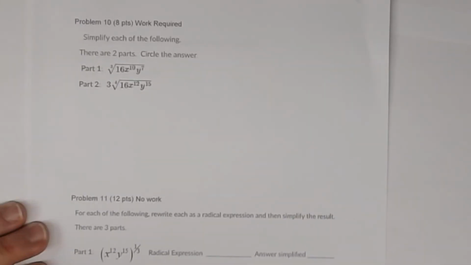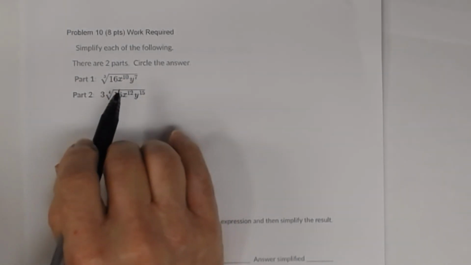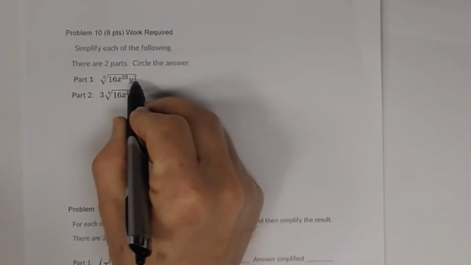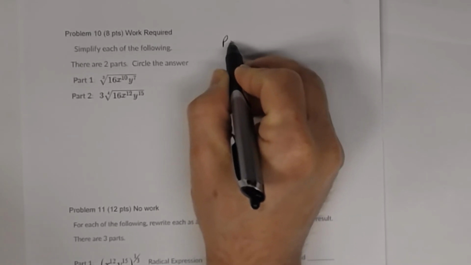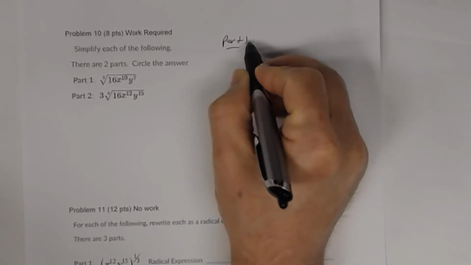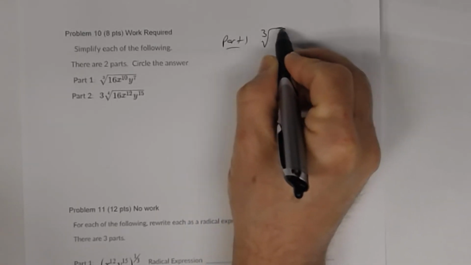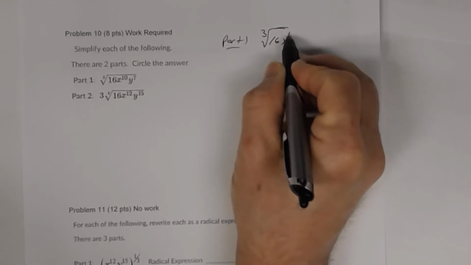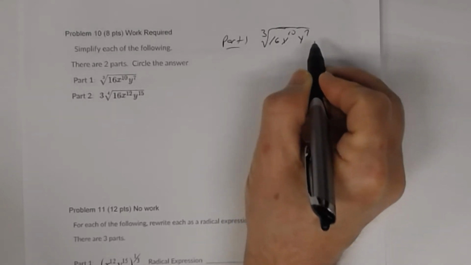Okay, number 10. So this time it says work is required. In part 1, we have the cube root of 16 x to the 10th, y to the 7th.